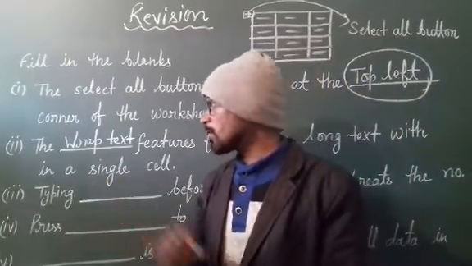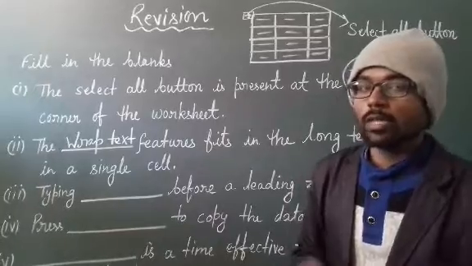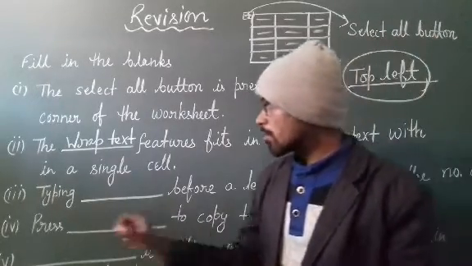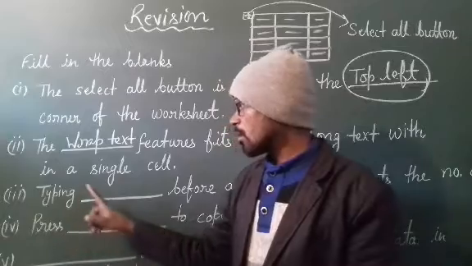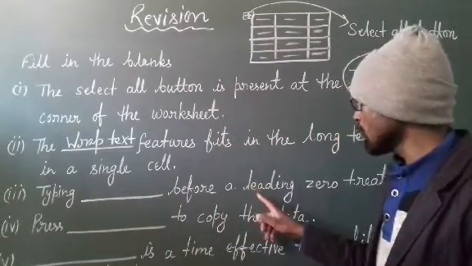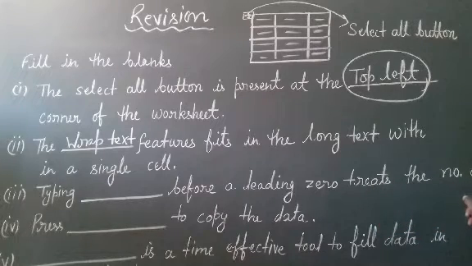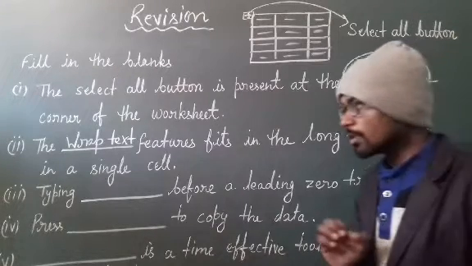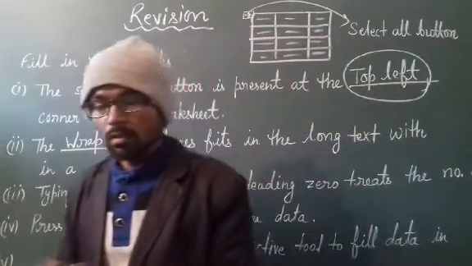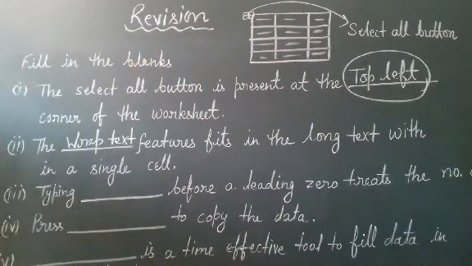Okay. Look at the question number third. Question number third is: typing dash before a leading 0 treats the number as text. Students, look at the question. The question is: typing dash before the leading 0 treats the number as text.